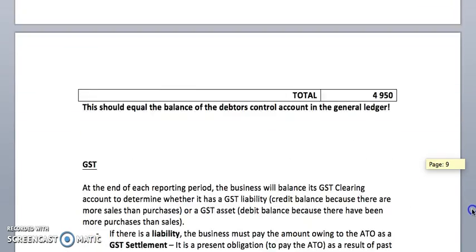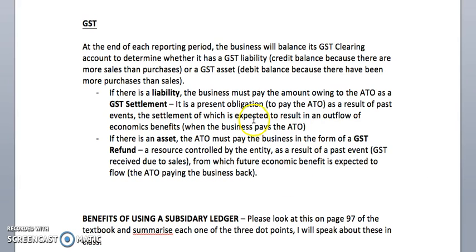Okay, the very, very last bit of this is GST. Very simple. It's just looking at the GST settlement. It's a present obligation. So if it's a liability, because we have collected more in sales than what we've paid out, we have to pay a GST settlement. It's an obligation as a result of a past event. Please don't forget to put in brackets what's actually happening.